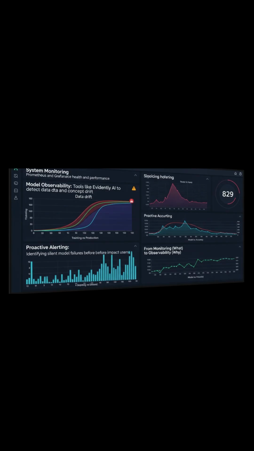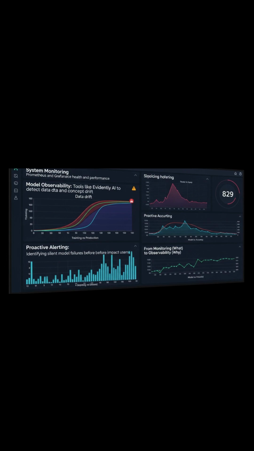Is the data coming into the model today significantly different from the data it was trained on? Is the relationship between features and the target variable changing over time? These tools automatically generate reports and visualizations that answer these questions.